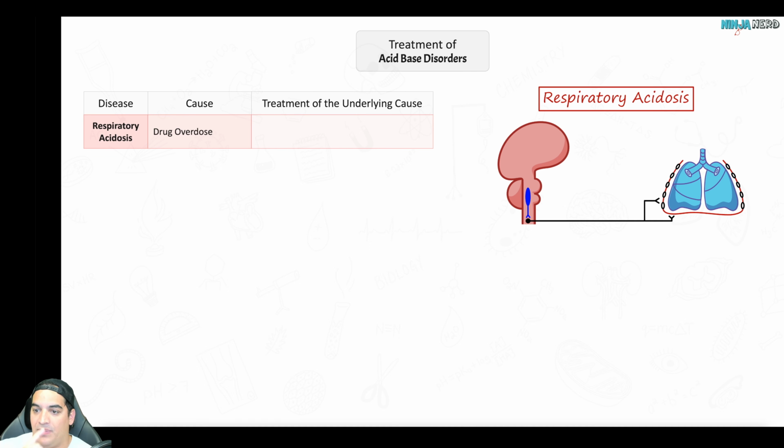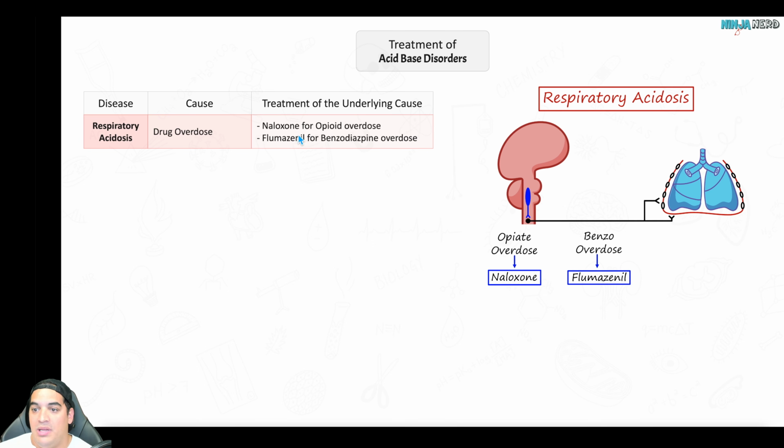What about respiratory? Again, it's treating the underlying cause. So if they have a drug overdose, for example, naloxone would be the best for an opioid overdose. Flumazenil would be the best for a benzodiazepine overdose. You restore the activation to the respiratory center and boom, breathing ensues. And that's going to be important to remember there.